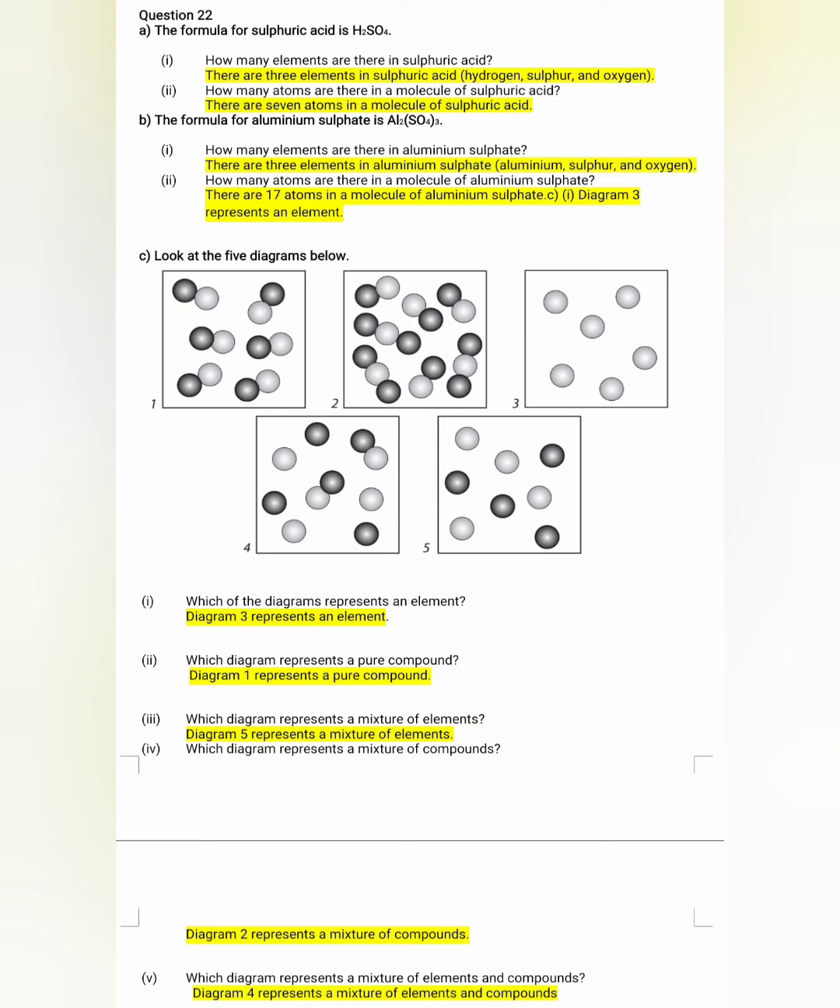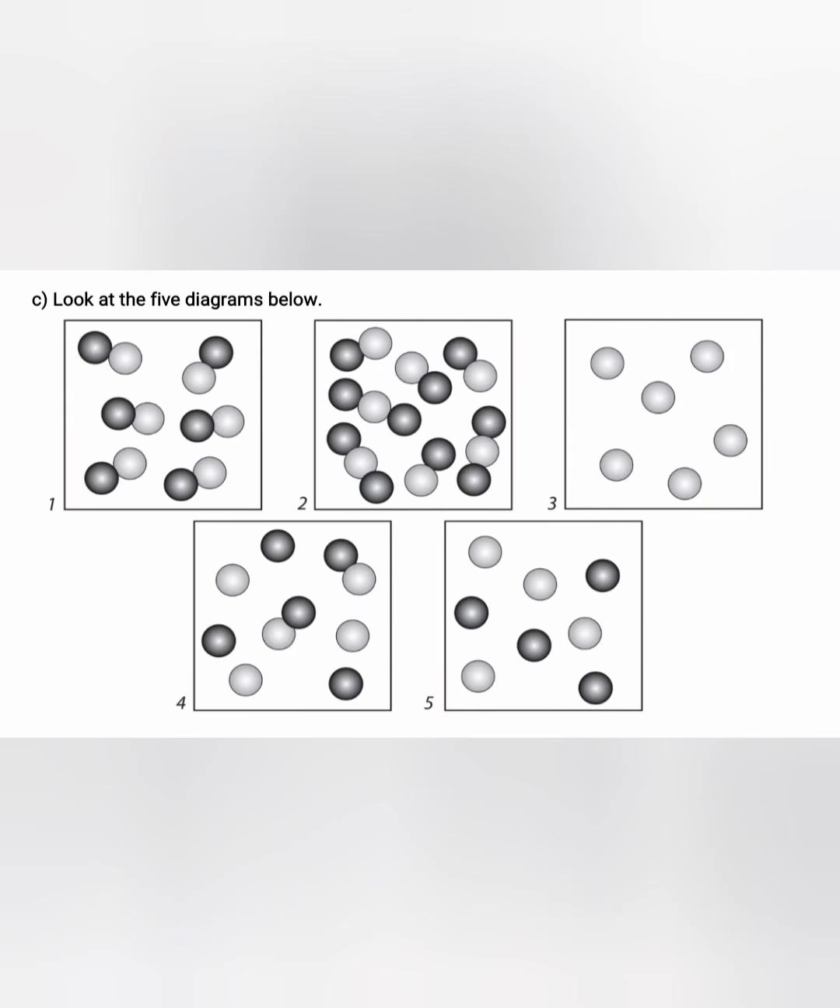Now comes question number 22, which from the diagrams can look very difficult, but it's not difficult. First understand the diagrams. Number 1 diagram is the molecules of a compound. Number 2 diagram is the molecules of a mixture. Two types of compounds are there, so it is the diagram of a mixture. Number 3 is an element which is monoatomic.